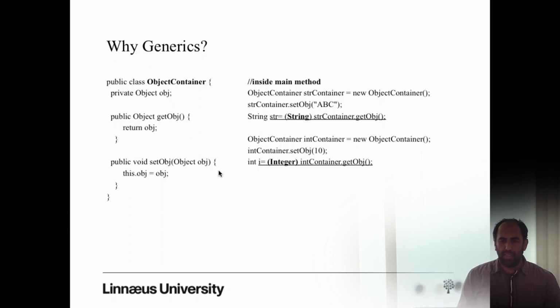But why don't we create one, instead of creating separate variables? Why don't we write code and then specify the type when we create the object of that class? So how can we do that?